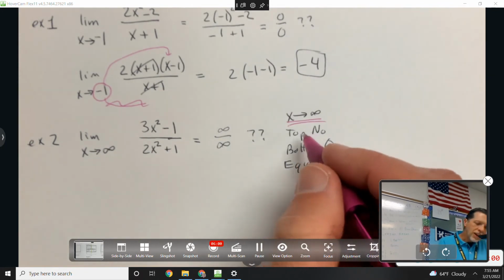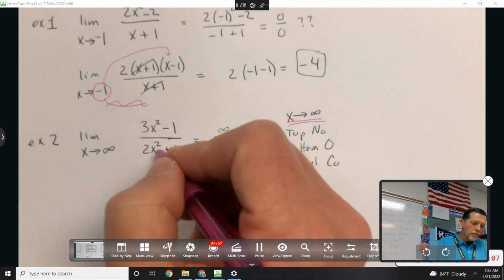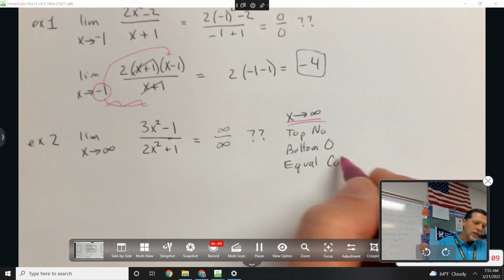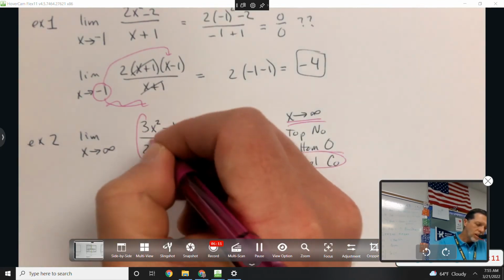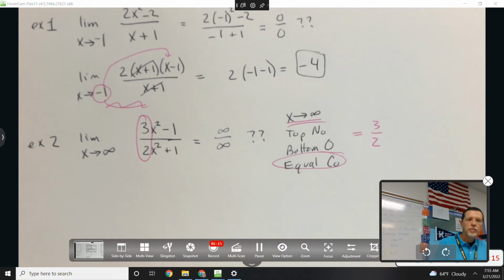When we say top, bottom equal, what are we comparing? The exponents. They both have an x squared. So this is an equal co situation. So the limit is 3/2. Again, that's from our algebra tricks. That's not L'Hopital.